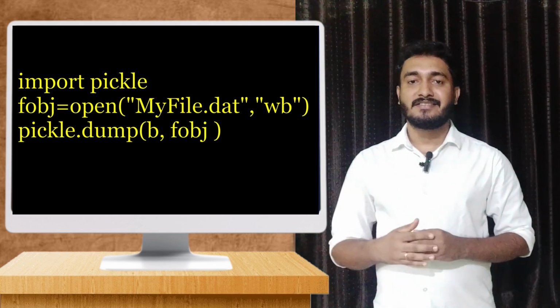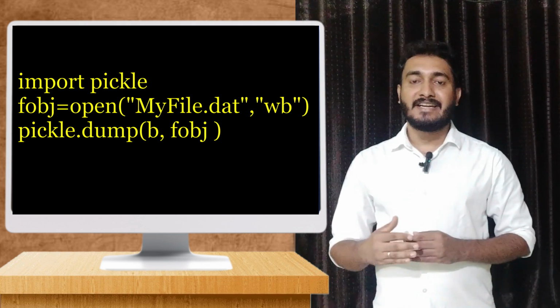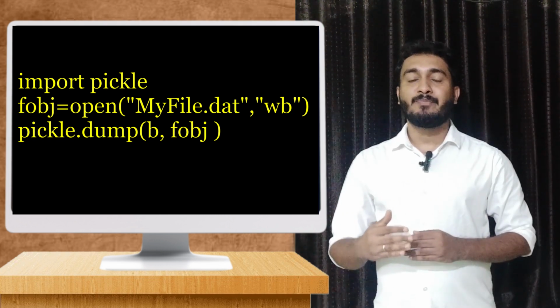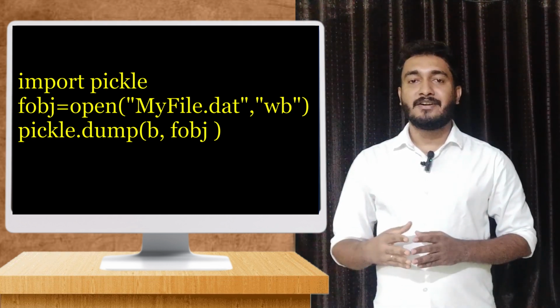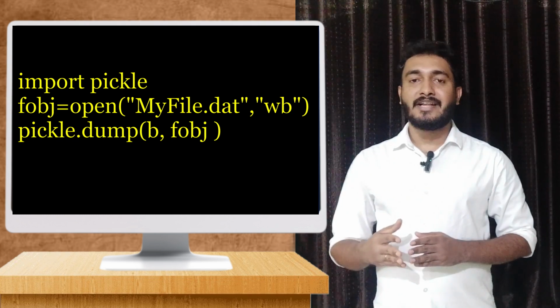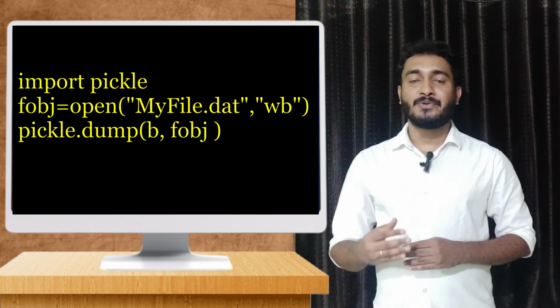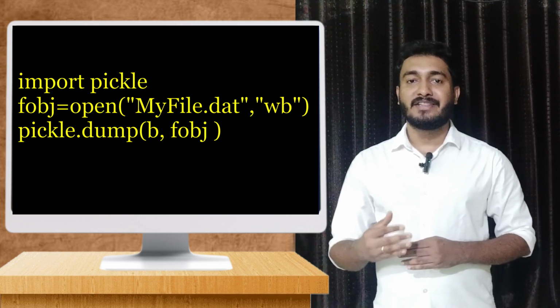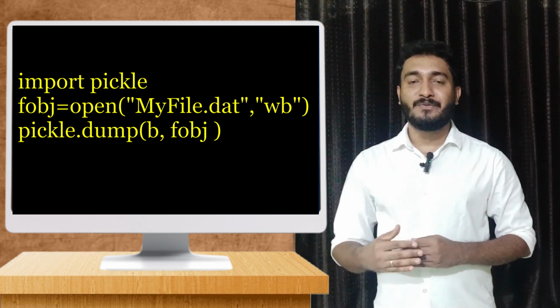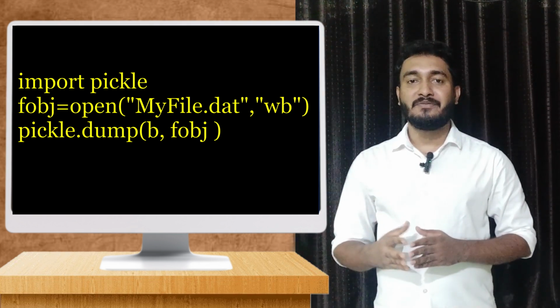So I can write it as f, the file object, is equal to open my file dot dat comma wb mode. I am opening the file only to perform a writing operation. Here .dat represents a generic file that can store any type of data. After opening the file, I can write the content onto the file using the dump method. So I write pickle.dump of b comma file object. Now the current state of b is stored onto the file.